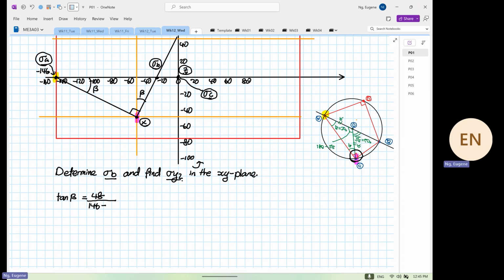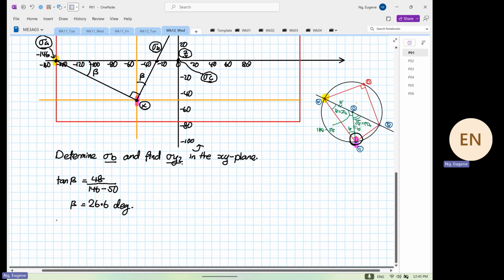So 73 times 2 is 146, minus the minimum stress of 50. So beta is equal to inverse tangent of 48 over 96. Let me do it again. So 146 minus 50 is 96. So 48 divided by 96, inverse tangent is equal to 26.56 degrees.